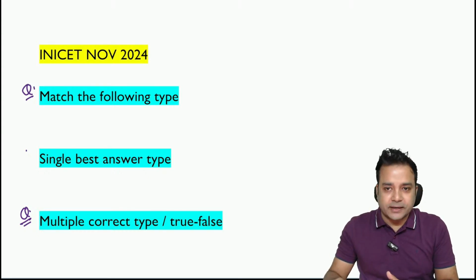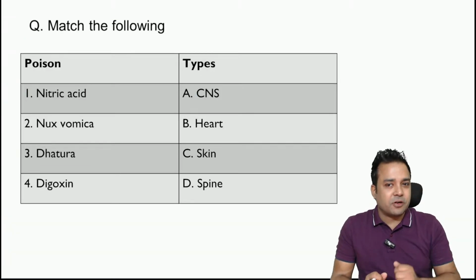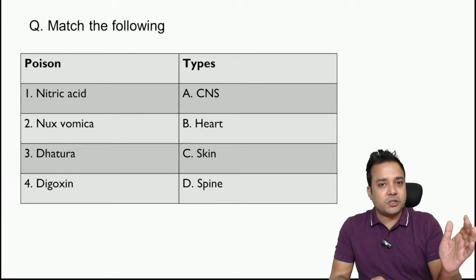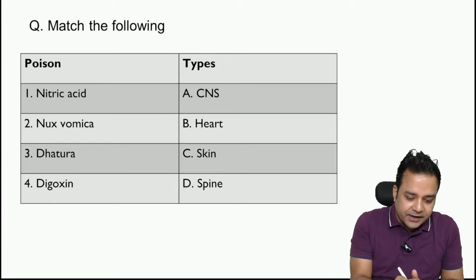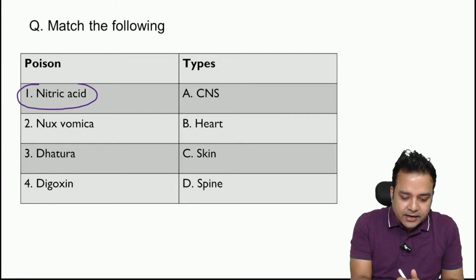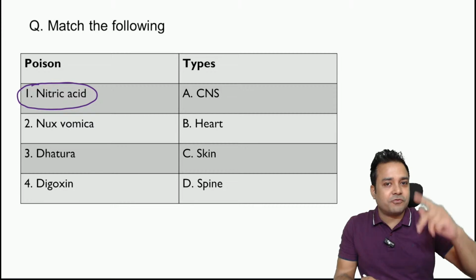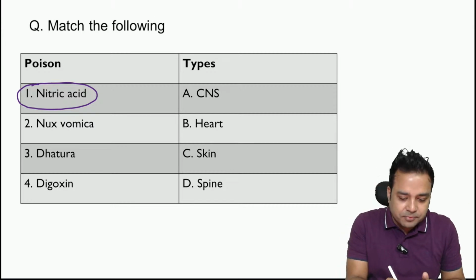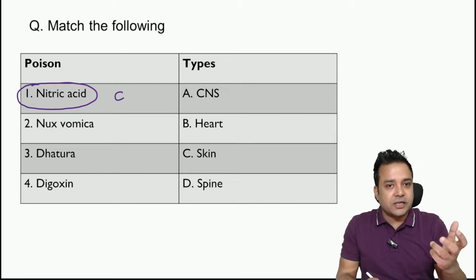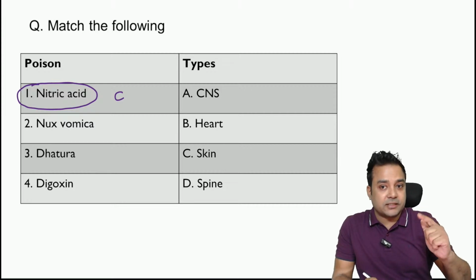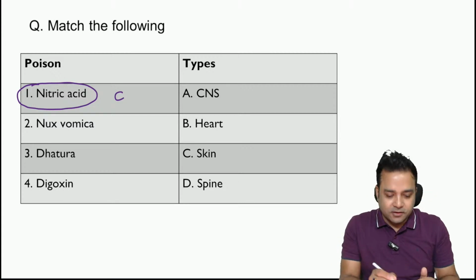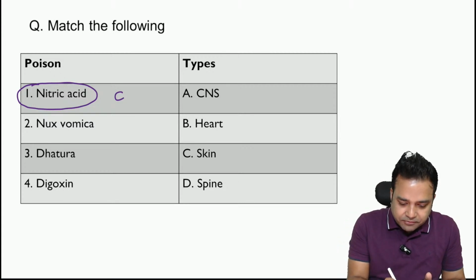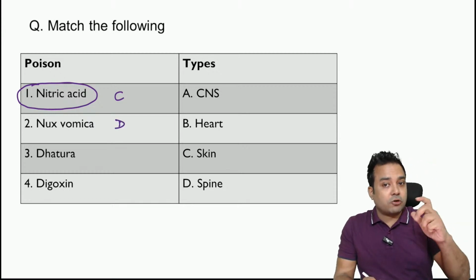Let us start. This came as one of the questions now. Match the following poisons with the types, meaning where the poison is going to act. So we all know nitric acid is a corrosive acid, and nitric acid, out of these 4 options, the best answer will be skin. So I can write C over here. Nux vomica, we all know Strychnos nux vomica is a spinal poison. What are the active principles in Strychnos nux vomica? Strychnine, brucine and loganin. So yes, I will say that D will match with nux vomica, also called Kuchila seeds.